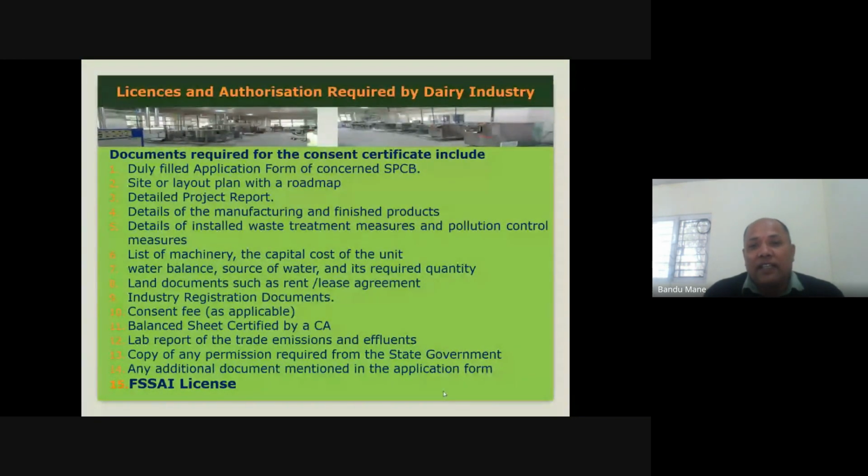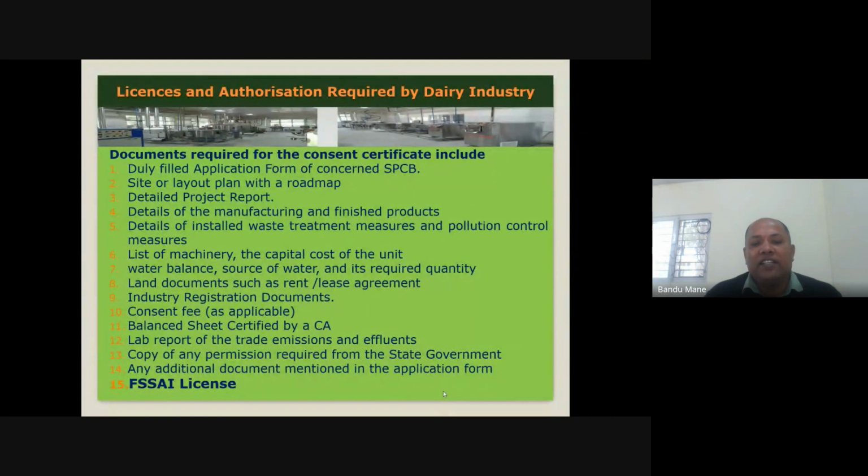That is the State Pollution Control Board NOC. Then your site or layout plan with roadmap, detailed project reports, because these are required for the NOC from the State Pollution Control Boards. Then details of manufacture and finished products, details of installed waste treatment measures and pollution control measures, list of machinery and the capital cost of the units, land documents such as rent or lease agreement or purchase document of the land.